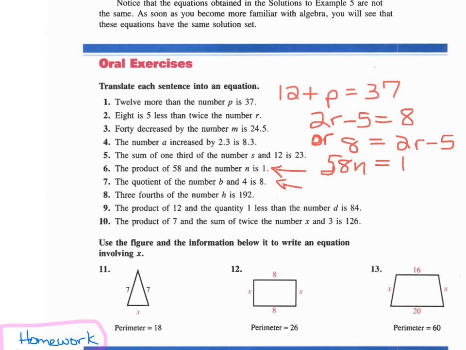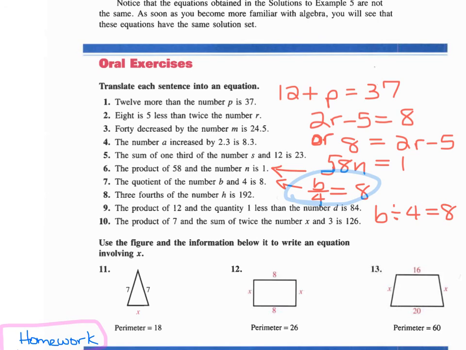Okay, what would be the equation for number 7? What does the word quotient mean? It means division, and b over 4 is 8. Beautiful. Okay, she's writing it as a fraction, and that's how we're going to see most of our division problems. You could have also written it, if this is a test question, b divided by 4 equals 8. But we're going to be seeing most of our division problems, like she said, written as a fraction.